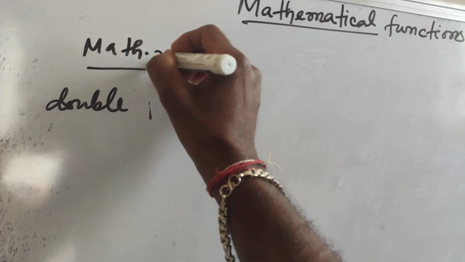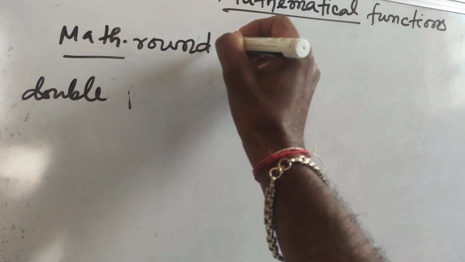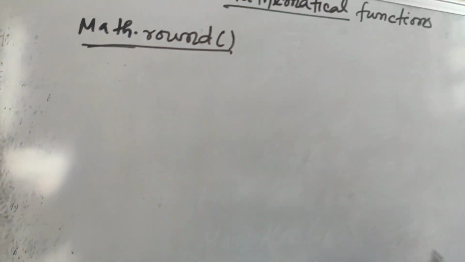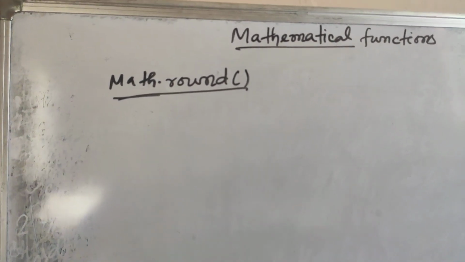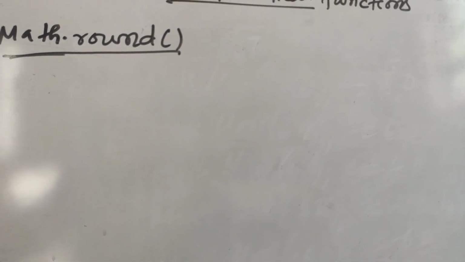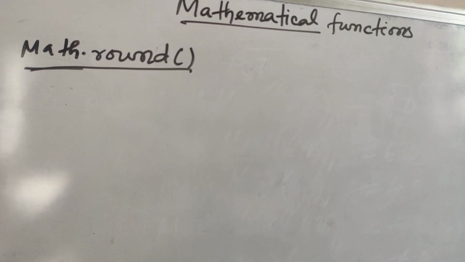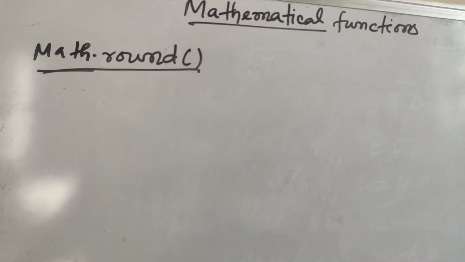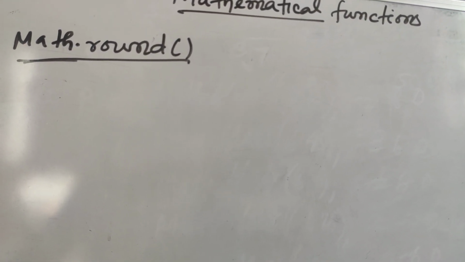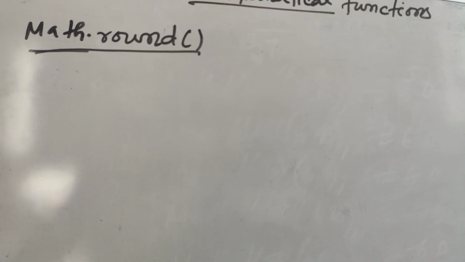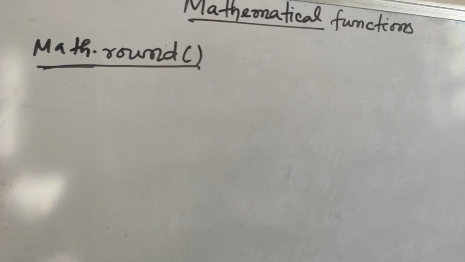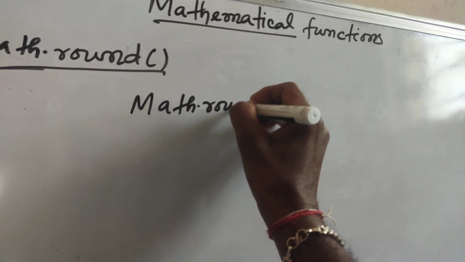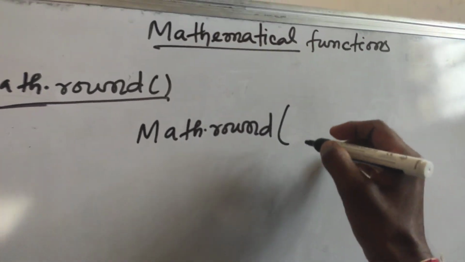Now next, Math.round. In that case, the resultant data type is always integer. You can see the value will always come rounded to the next integer. Its function is that it rounds to the next integer. But there is a condition. If the decimal value is 0.50 and above, then the next integer. Otherwise it remains the same integer.